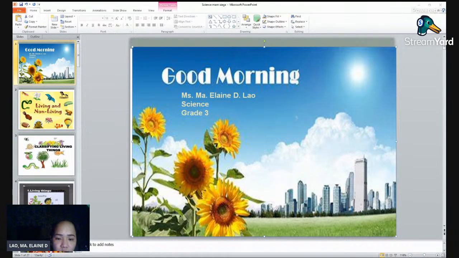Number four, living things grow and develop. From infant to toddler to preschool, teenage, middle age, and old. Number five, living things respond to their environment. So living things are very sensitive when it comes to temperature. Look at the picture of the boy. He is sweating, and also it applies to hot and cold.